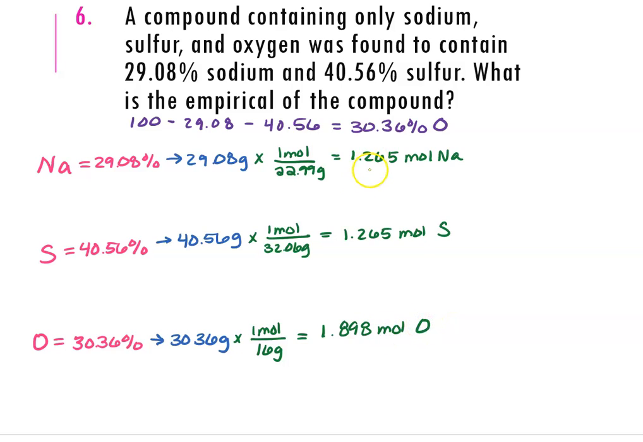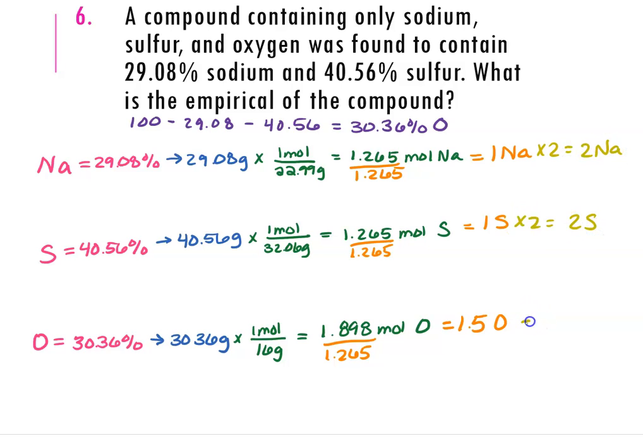The smallest one here is 1.265, so I divide all of them by 1.265. I get 1 Na, 1 S, and 1.5 O's. Again, I have a decimal. If I have a 0.5, I multiply by 2, and I get 2 Na, 2 S, and 3 O. So this is Na2S2O3. Excellent. So that is how we find empirical formula.